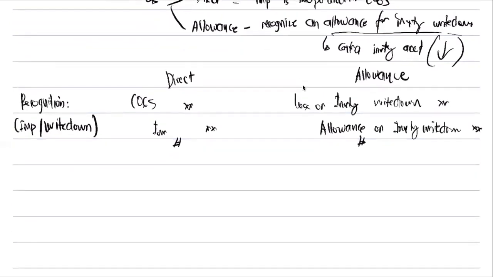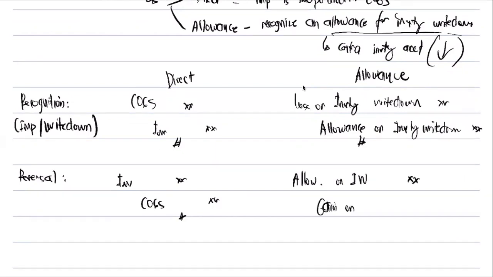Now, what if there is a subsequent reversal of impairment? For your reversal of impairment, we just reverse the values for direct. So we debit inventory, we credit cost of goods sold. While for your allowance, we debit allowance for inventory write-down, and then we credit gain on reversal of inventory write-down.